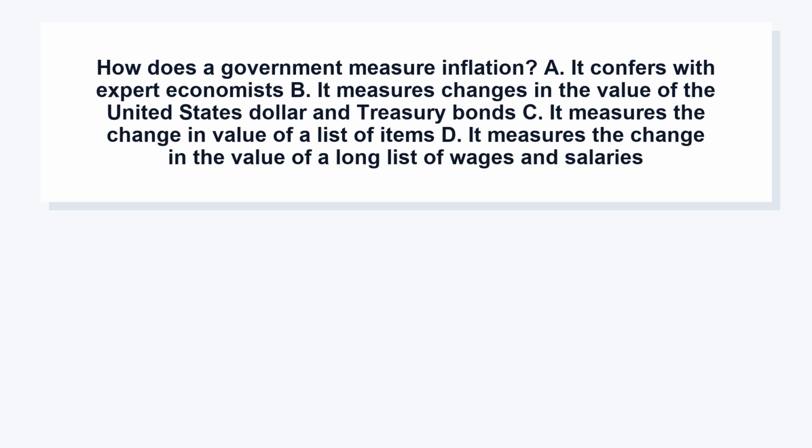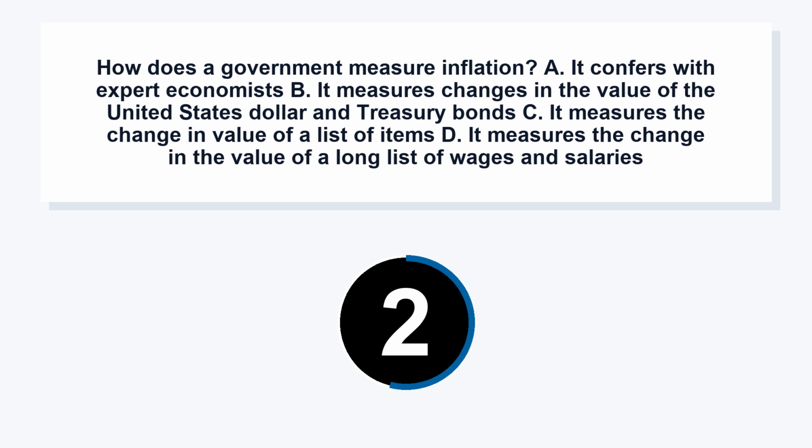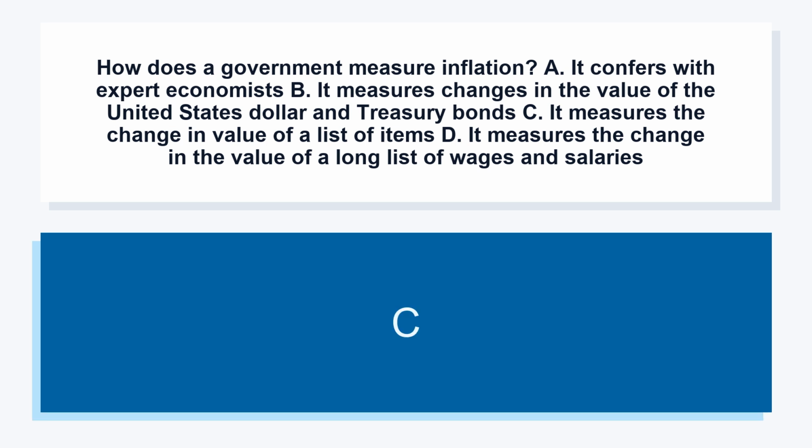How does a government measure inflation? A. It confers with expert economists. B. It measures changes in the value of the United States dollar and Treasury bonds. C. It measures the change in value of a list of items. D. It measures the change in the value of a long list of wages and salaries. C.